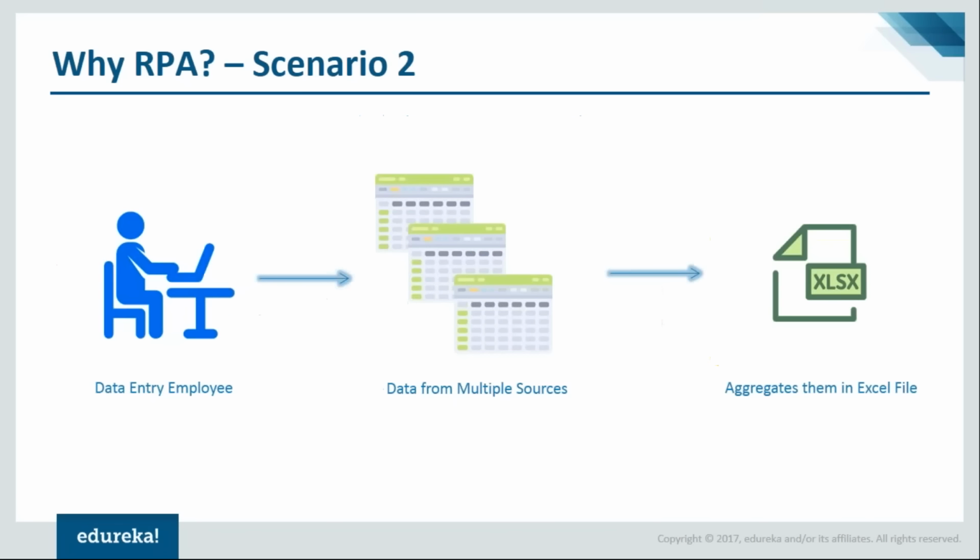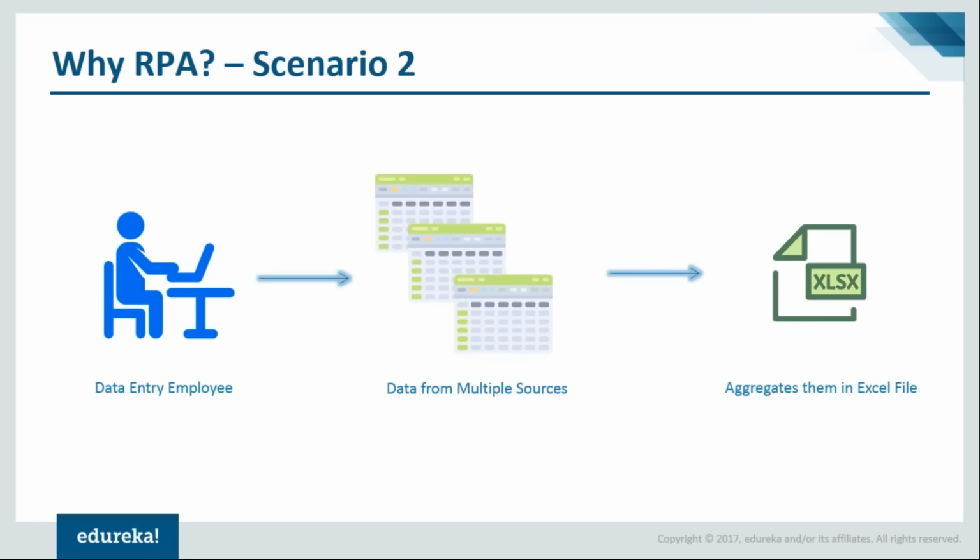All right, let's take another example: a data entry employee. The typical job of a data entry employee is to take data from multiple sources and aggregate them inside one file, right? This employee would follow the same steps each and every day for each and every iteration, and then save it inside one file. So he's doing the same steps every day and getting his job done.